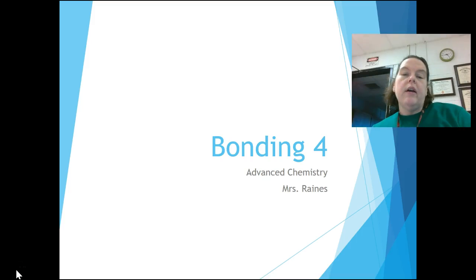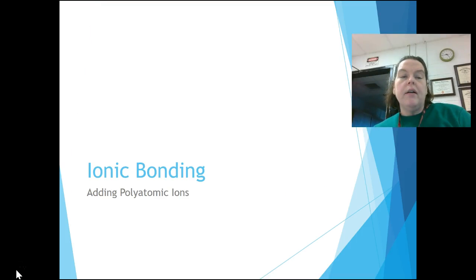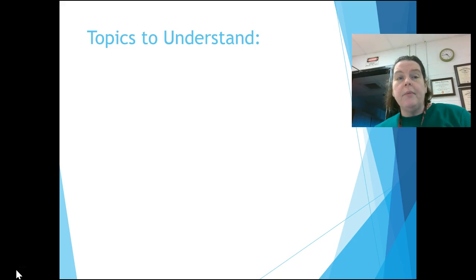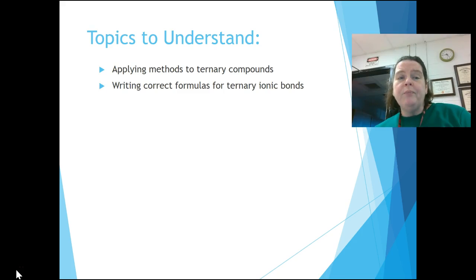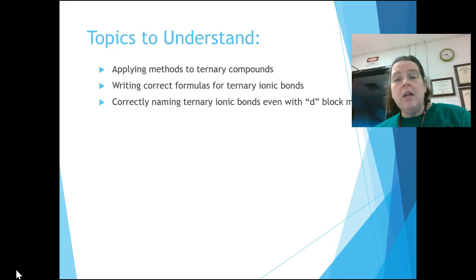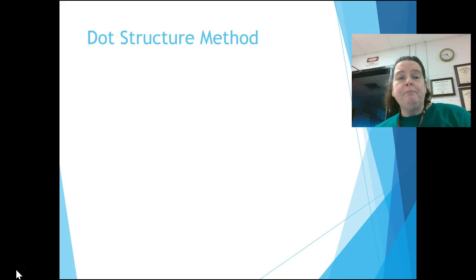Young people, here we are again with more bonding, ionic bonding. We're adding polyatomic ions here. Pretty simple thing if we understand the other bonding, so make sure that you understand all of that. So topics to understand: we're applying the same methods that we used before to the ternary compounds. We're trying to write correct formulas for ternary ionic bonds and correctly naming them, even with D block metals.